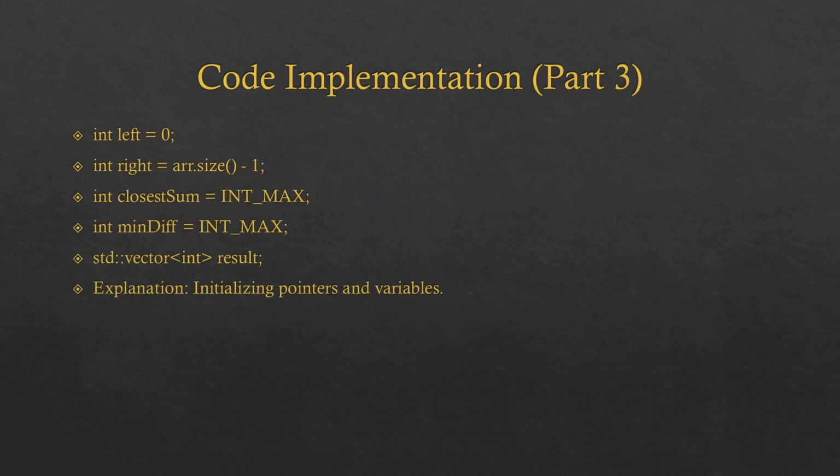We initialize two pointers left and right, which point to the first and last elements of the array, respectively. We also initialize variables to track the closest sum, the minimum difference, and the result pair.